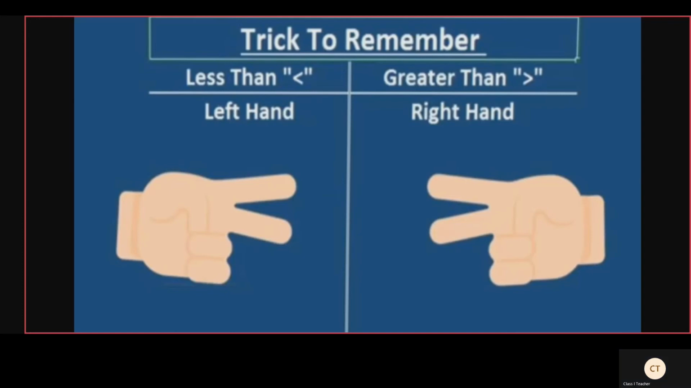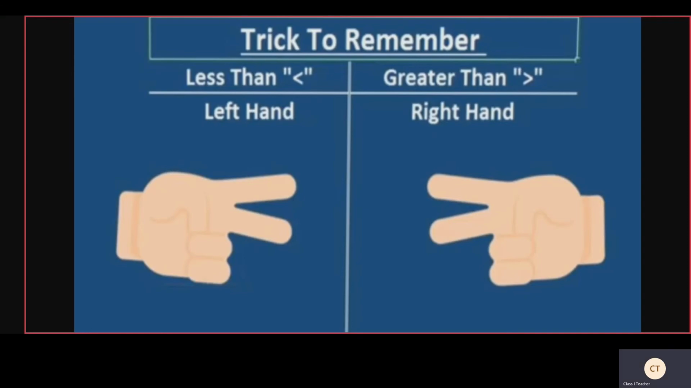Next, greater than is your right hand. Open 2 fingers. Now, children, you can remember like this. Always remember with the help of your right hand and left hand, you can remember the signs. Less than, left hand, and greater than, right hand.